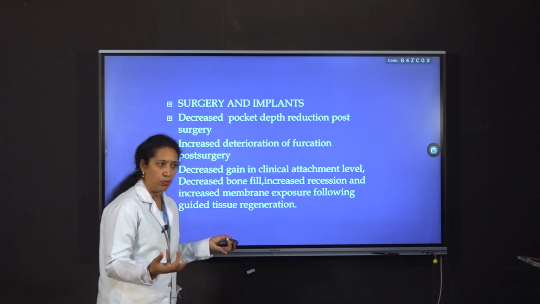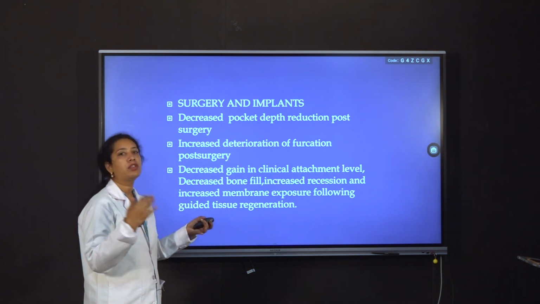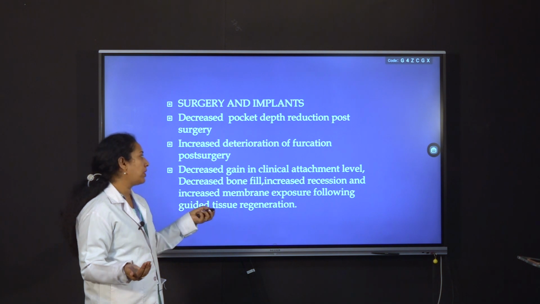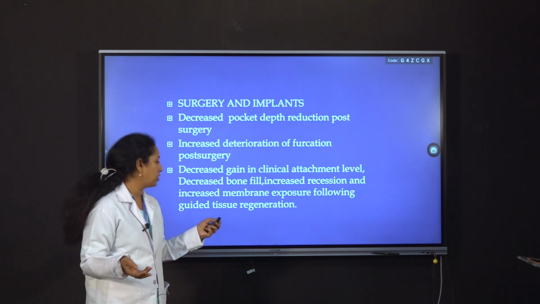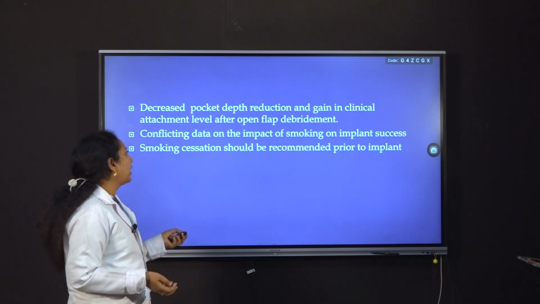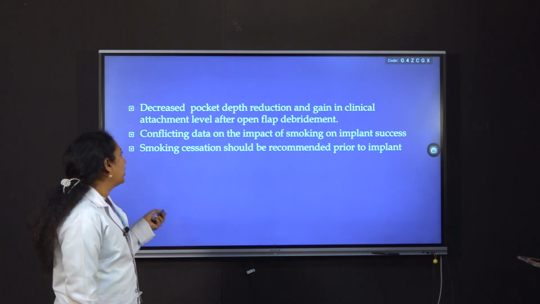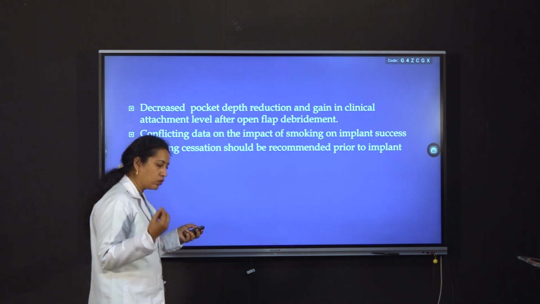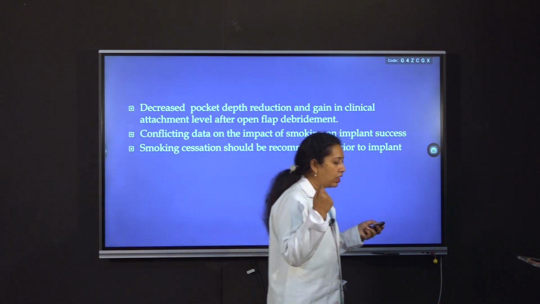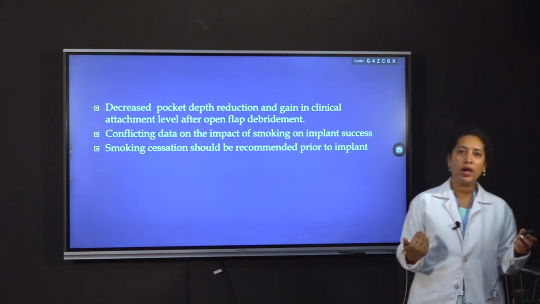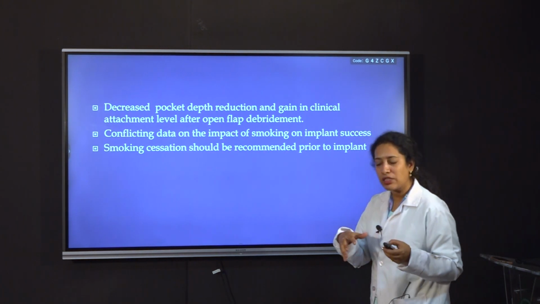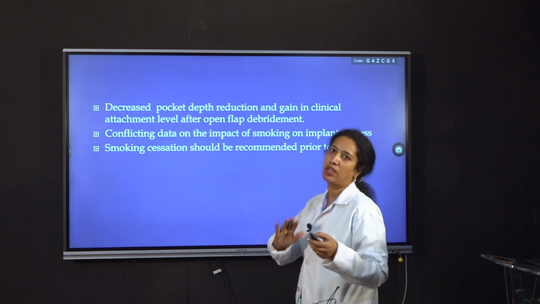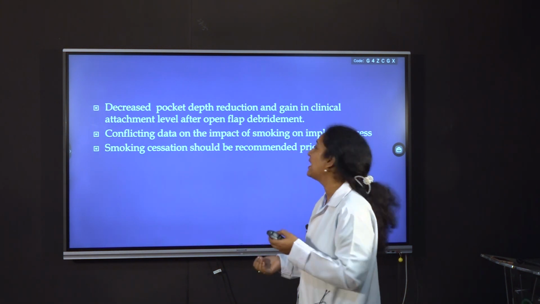When you try to put some bone graft in a smoker, there is not much regenerative property, and there is increased recession and increased membrane exposure following guided tissue regeneration. And decreased pocket depth reduction and gain in clinical attachment levels after open flap debridement. As you know, normally when you do a flap surgery, there is some amount of gingival recession. Whereas in smokers, it's added on and it leads to more gingival recession, and the pocket depth reduction is not much evidently seen.